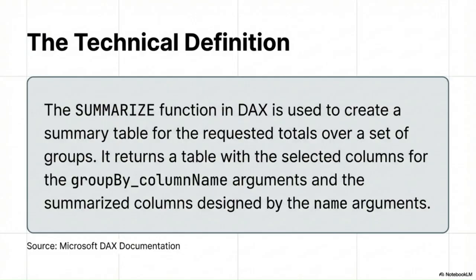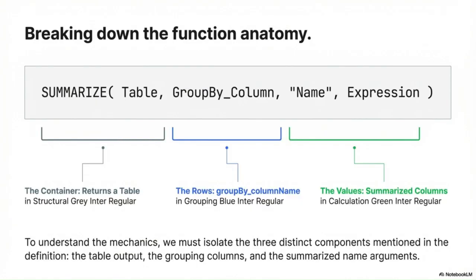Technically speaking, the summarize function returns a table that contains selected grouping columns and one or more calculated summary columns. These summaries are created using expressions that are evaluated for each group. Let's break down the syntax of summarize. The function has four main parts: the source table, the columns to group by, the name of the calculated column, and the expression used to calculate the values. Each pair of name and expression defines a new calculated column in the result table.